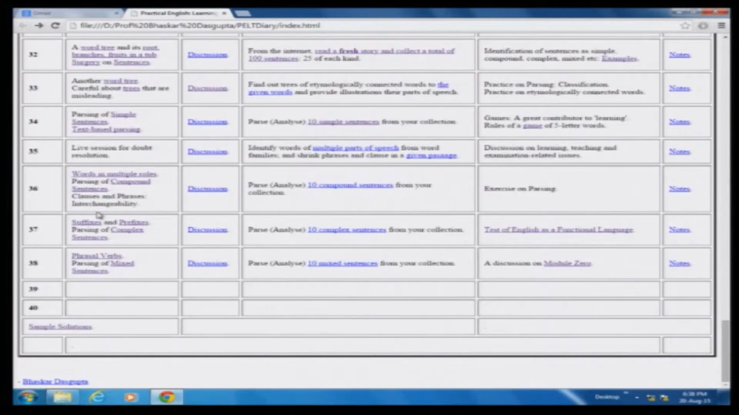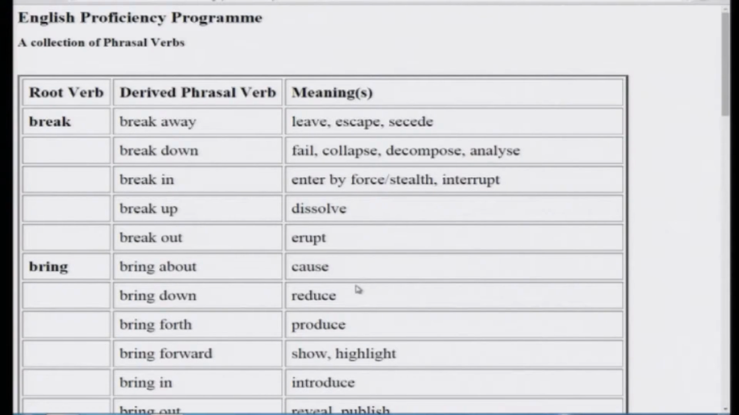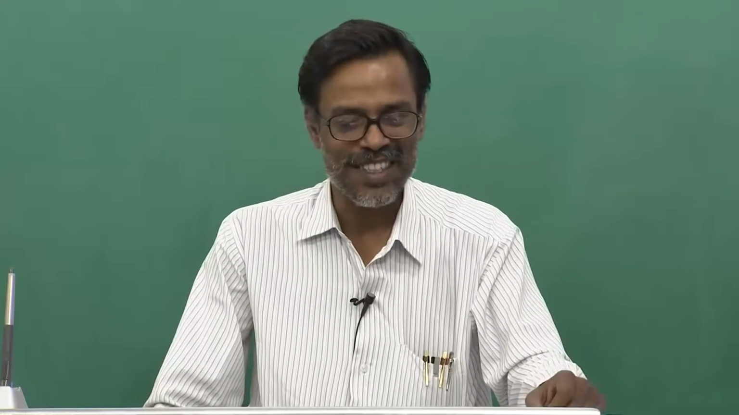In today's agenda, we have one important item which can be called in the segment of vocabulary as well as in the segment of syntax. This is a confusing area, confusing topic of phrasal verbs. Okay. So, there are two ways of mastering this. Actually, there is no way to master it really. But there are two ways of enriching oneself on this.